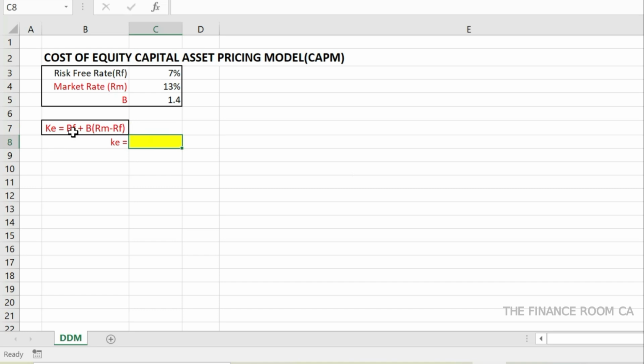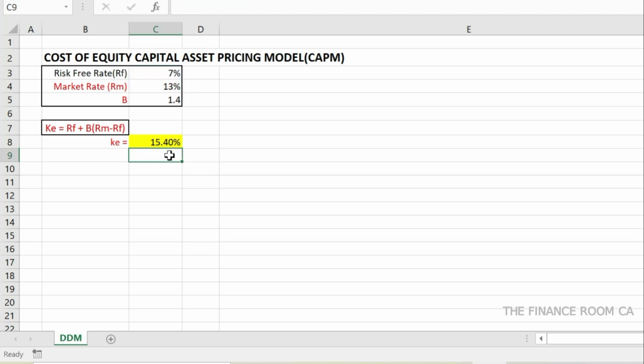So this is the formula for the cost of equity. Our risk-free rate is 7%, plus our beta, multiplied by the market rate minus the risk-free rate, close the brackets, and boom, here's our answer.